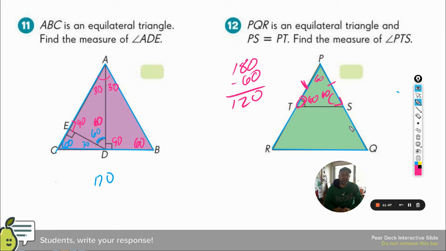PQR is an equilateral triangle. Wait, what am I trying to find? PTS. Yeah, that's it. Okay, I'm overthinking it.